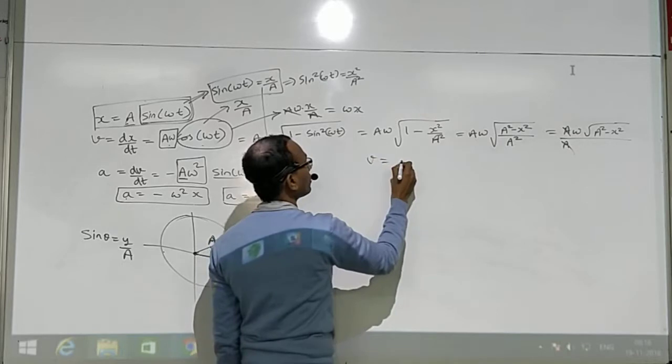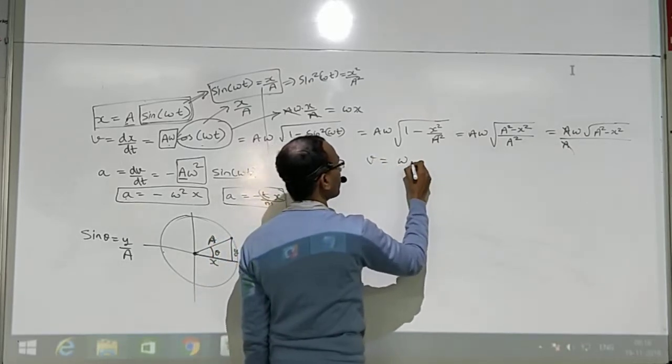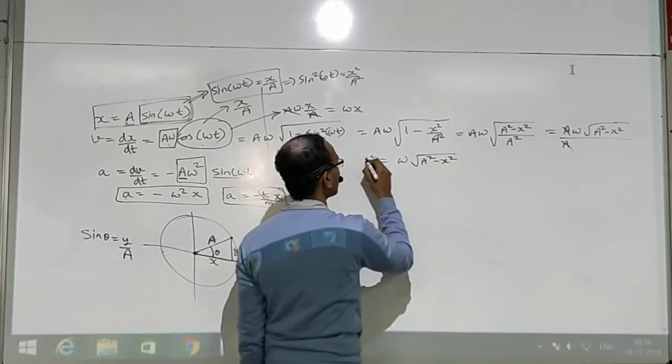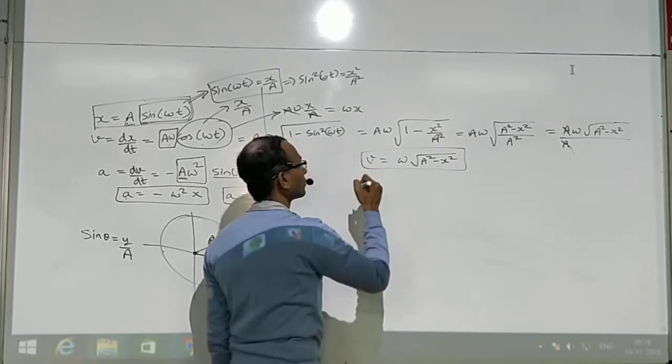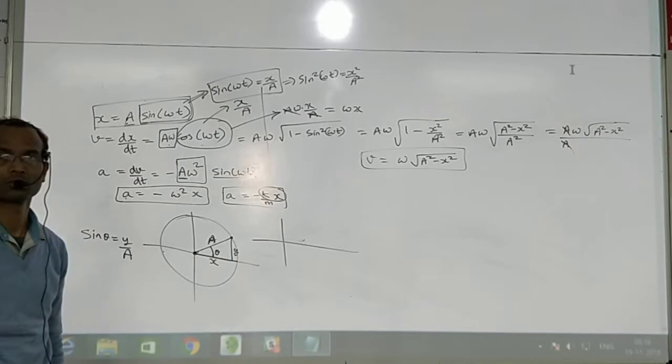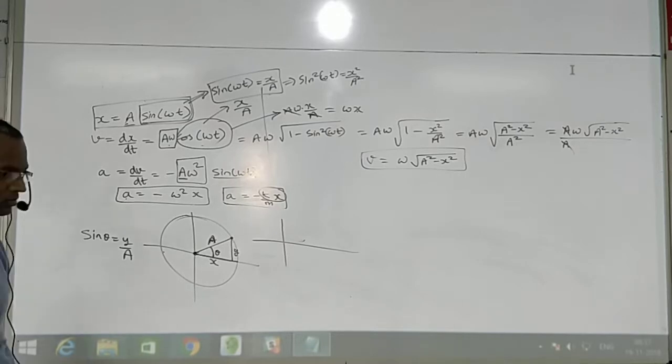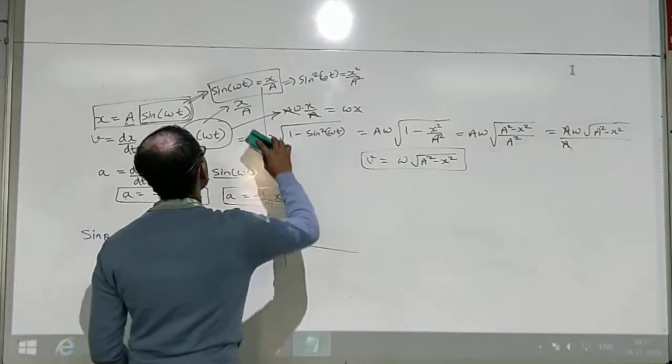You get velocity equals omega into root of a square minus x square. You get it? So x would be equal to root of a square minus x square by that logic. x is equal to? You also derived that v is equal to omega x, right? No, no, no. That is not the correct way.